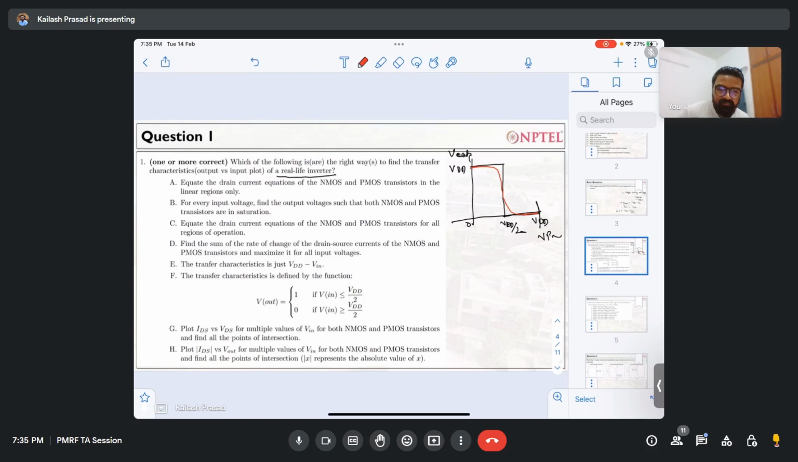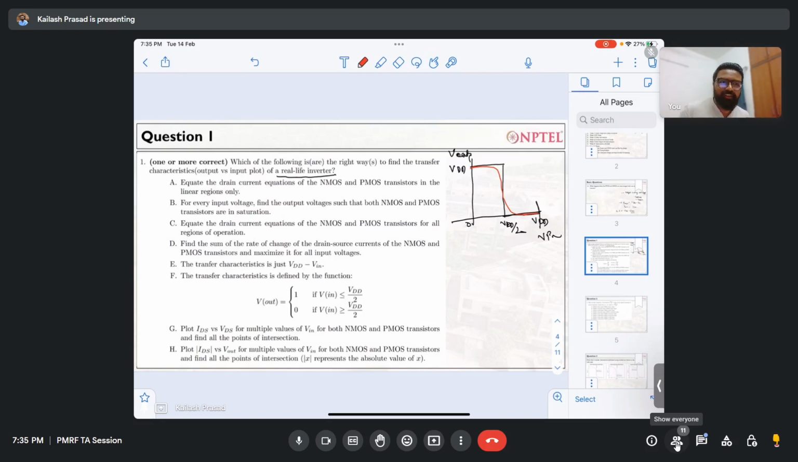Intersection, I think G. Both PMOS and NMOS transistor, find all the points of intersection. Plot mod ID versus... Both are correct, I think. Mod IDS versus V out means this is talking about PMOS, and ID versus VDS means this is NMOS. I think in that case both are correct.